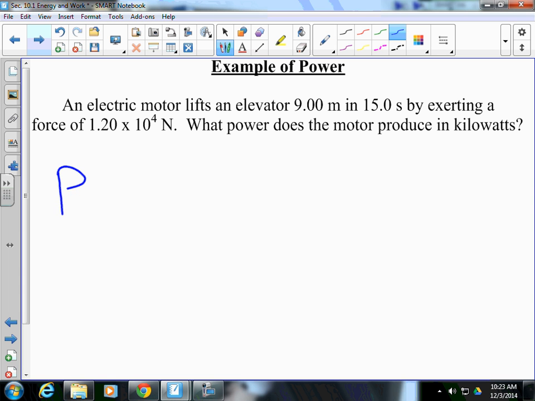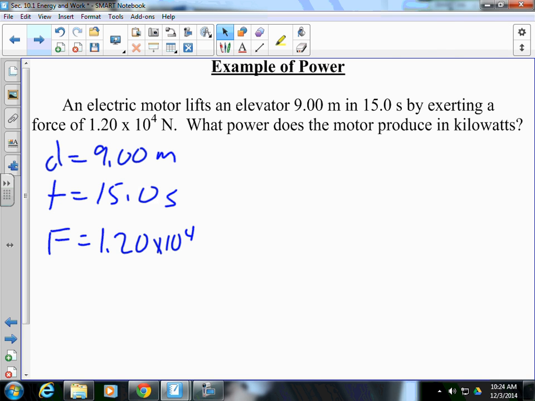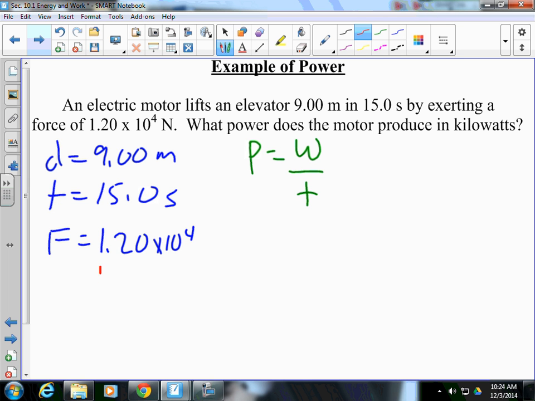So we are going to try to solve for power. Let's look at what we have. Our distance is 9.00 meters. Our time is 15.0 seconds. Our force is 1.20 times 10 to the 4th newtons. When we try to solve for power, remember power is equal to work divided by time. Well, we have time, but we don't have work. But we are able to solve for work because work is equal to force times distance. Well, we have both force and distance.